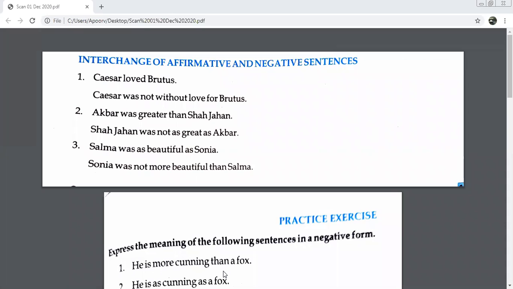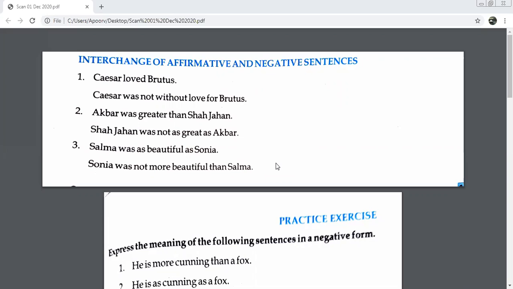So now, if you are missing out, nobody can help. Salma was as beautiful as Sonia. Now both of them are equally beautiful, if you see. Here we had a comparison where one was more beautiful, but here we are saying not more beautiful than Salma.